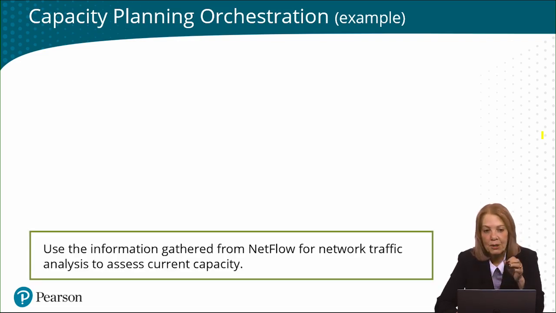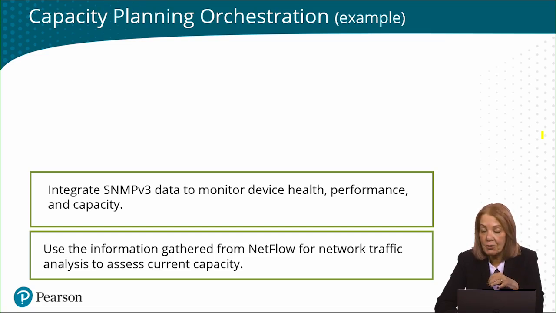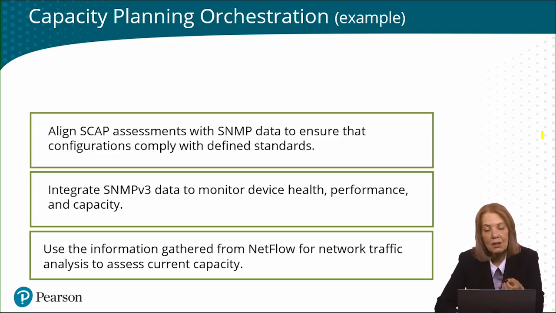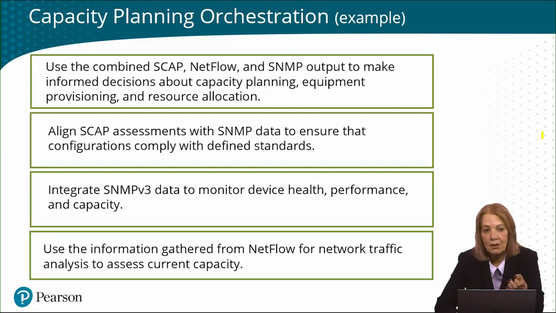That's our goal. We're going to use the information gathered from NetFlow for network traffic analysis to assess our current capacity. We'll integrate SNMP version 3 data to monitor device health, performance, and capacity. We'll align SCAP assessments with SNMP data to ensure that configurations comply with the defined standards. And then we'll use the combined SCAP, NetFlow, and SNMP output to make informed decisions about capacity planning, equipment provisioning, and resource allocation. So these are just 3 examples of tools and protocols we can use for continuous monitoring of our network.